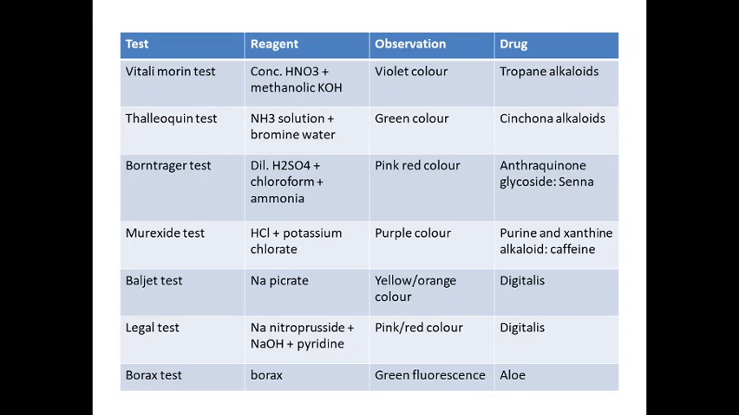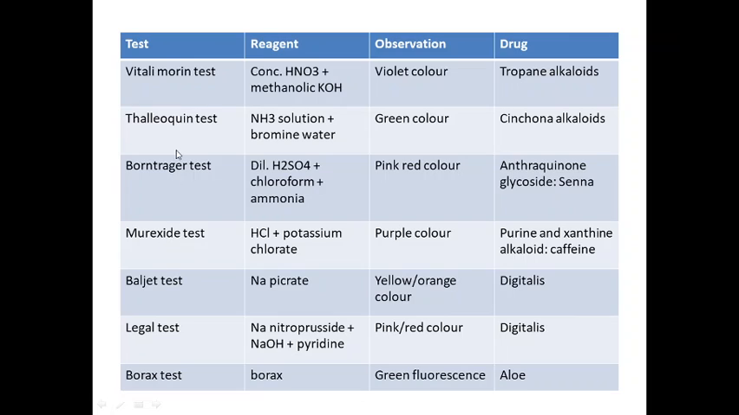This Vitali-Morin test uses concentrated nitric acid and methanolic potassium hydroxide as a reagent, and it is important in the identification of tropane alkaloids. The tropane alkaloids which are present in belladonna and hyoscyamus are identified using Vitali-Morin test, and these tropane alkaloids show the violet color in presence of this reagent.